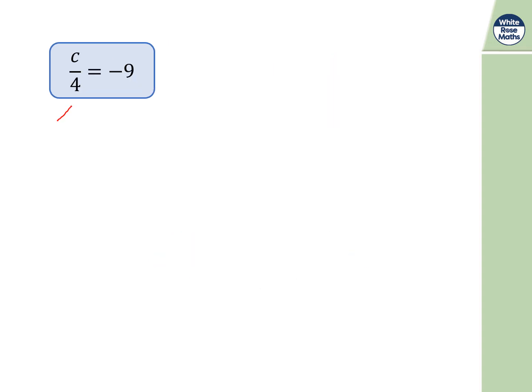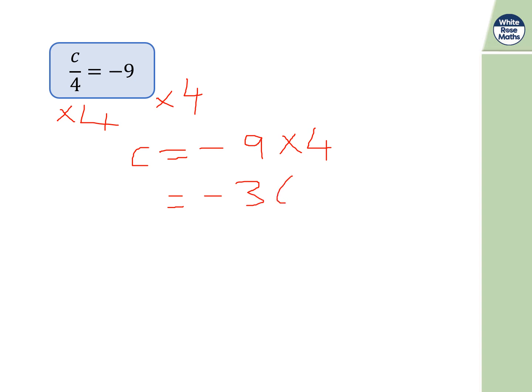This time, multiplying both sides by 4 to isolate and get C by itself. C is equal to minus 9 multiplied by 4, or minus 9 times 4, which is minus 36. Because a negative times a positive, the sign of my answer is a negative. 9 times 4 is 36. 9 fours are 36.